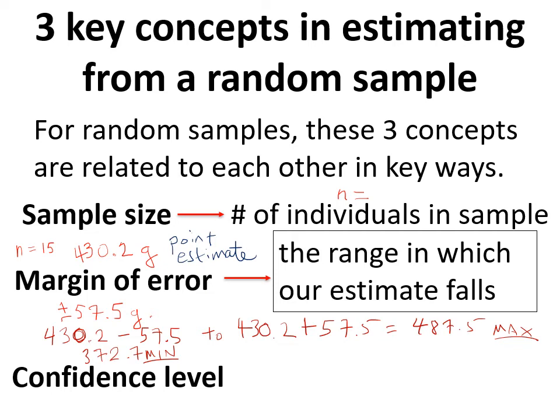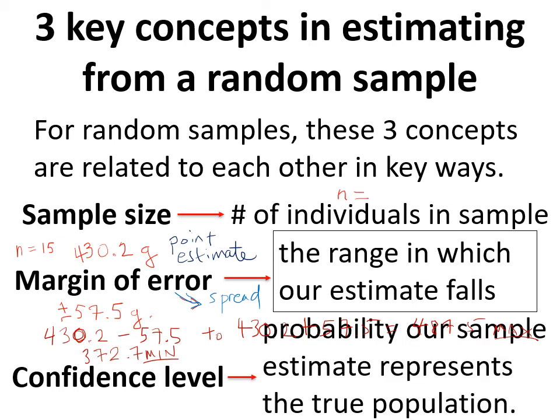So this margin of error tells us a bit about the spread, or the variability is the proper statistics term. So the spread of our estimate. And you're most likely to encounter this when you hear political polls, right? And then confidence level is our probability that our sample estimate represents the true population.